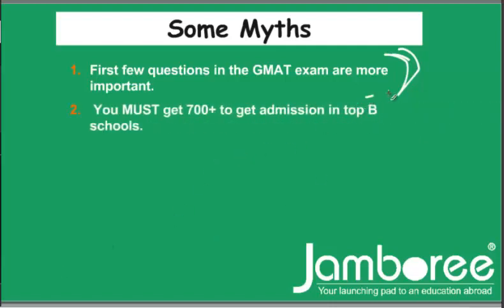This is another common myth, that you must get 700 plus. So today also I think one of you said that 720 plus is a good score. So this is another myth, that you have to get a 700 plus to get admission in a top business school, right? We had a student who got into INSEAD. Everybody, you might have heard the name of the business school, INSEAD. It's like a top 5 business school in the world, right? So one of our students got into INSEAD with a 640 also, right?